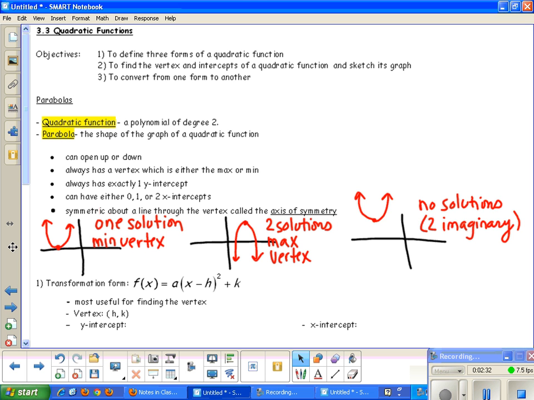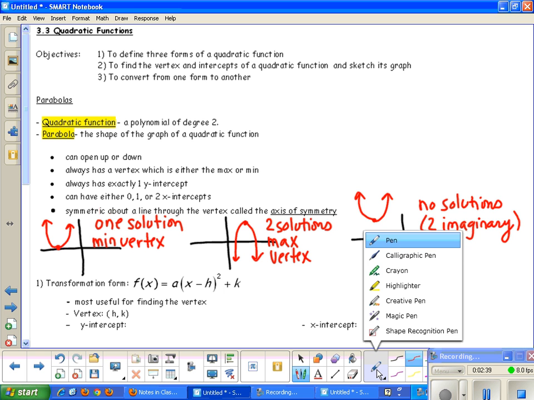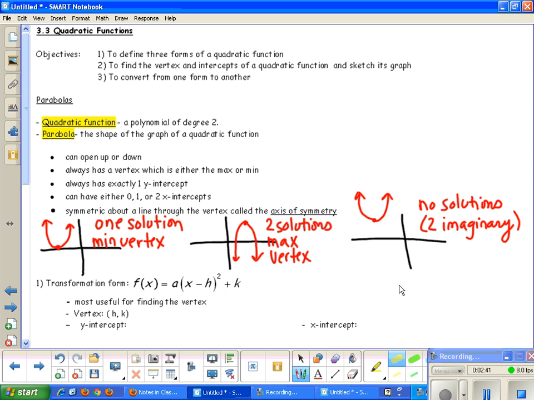So there are different types of forms that we want to talk about. The first form that we're going to talk about is transformation form. For transformation form, which is this equation right here, you have y equals a times quantity x minus h squared plus k. Of course, since this is transformation form, it's the most useful for finding the vertex. So the vertex in this case is h comma k.